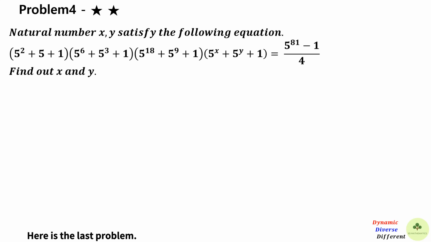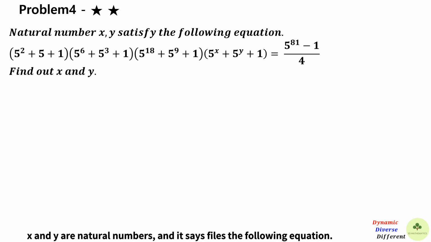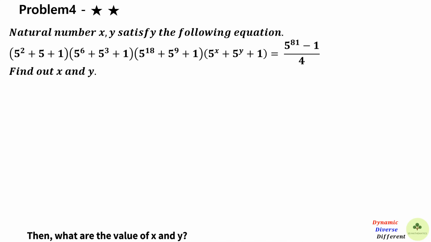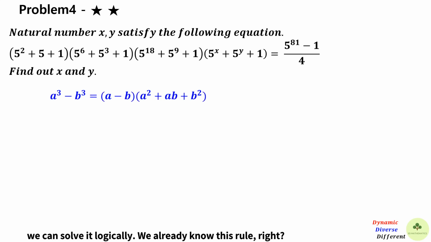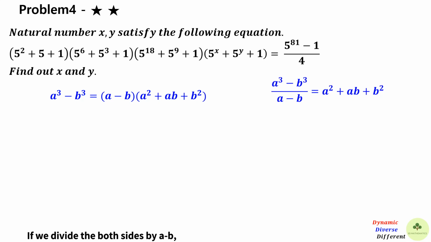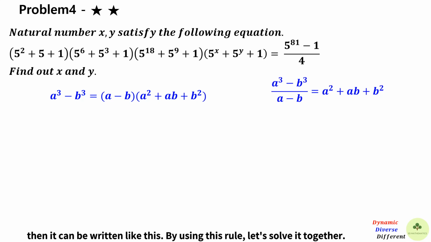Here is the last problem. x and y are natural numbers, and it satisfies the following equation. Then, what are the values of x and y? If we use one of the formulas of multiplication, we can solve it logically. We already know this rule, right? If we divide both sides by a minus b, then it can be written like this. By using this rule, let's solve it together.